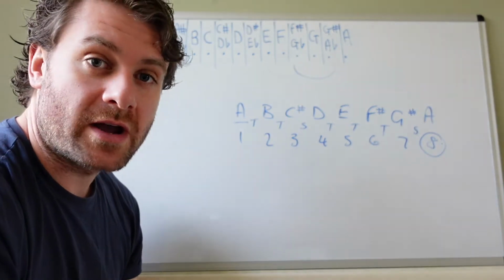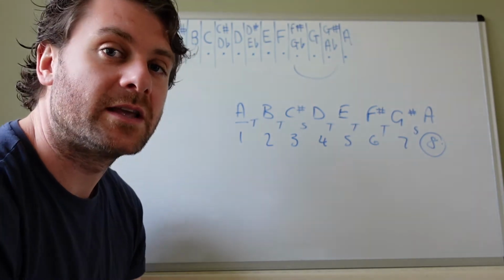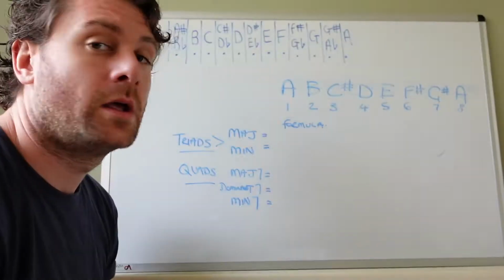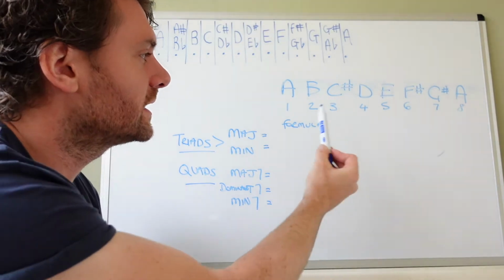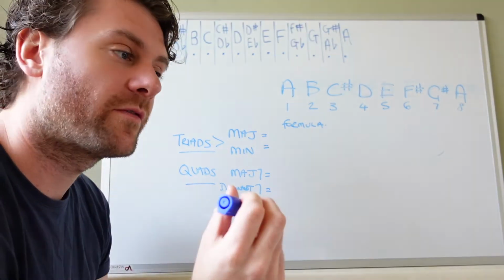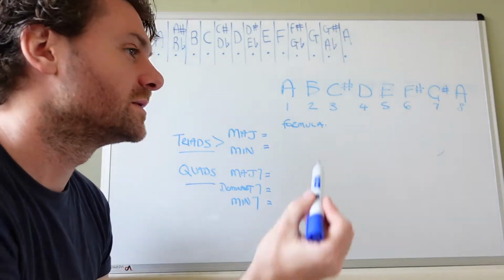Let's start to build our triads and quadrads in this particular key and then add it to the guitar. Okay, so the key of A is just written up here for you guys, and it is numbered because we're going to be working with those numbers to build formula, to build our chords.